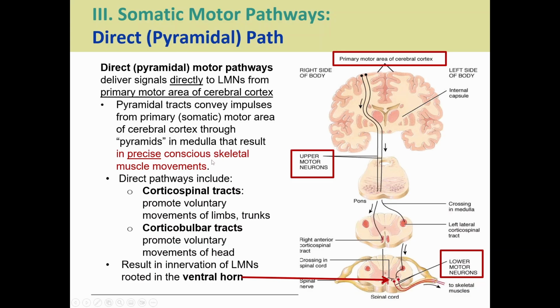So the direct pathways can use the corticospinal tract. So again, we're going down through the cortex and the spine for the arms, the legs, and the trunk. And then the corticobulbar tracts, those are going to be for movements of the head.